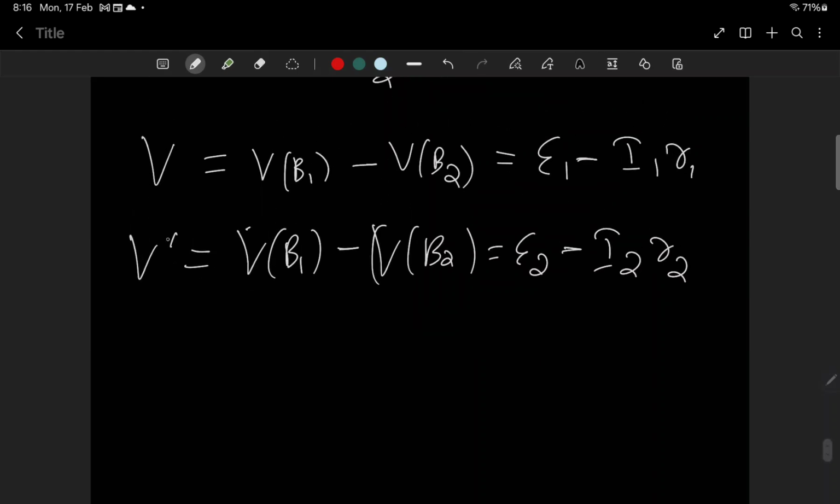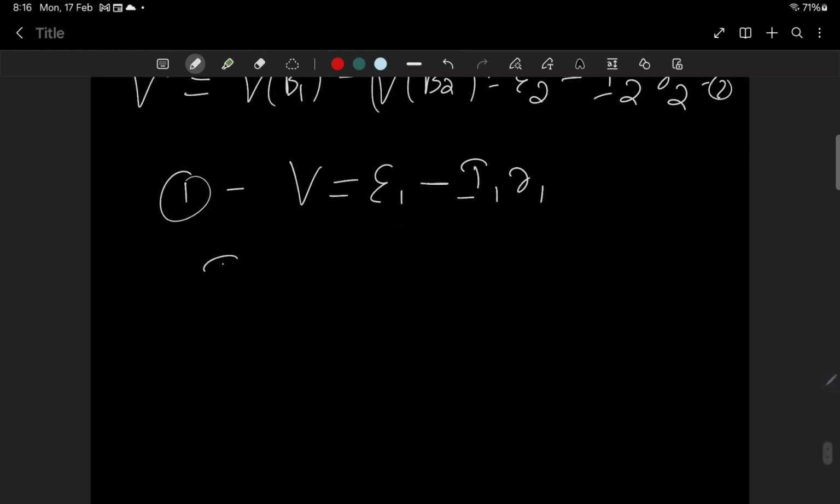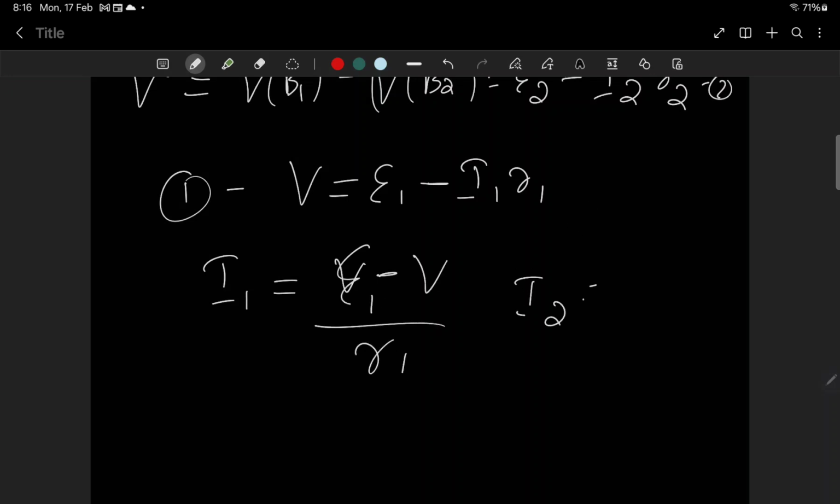From here, we will call these equations 1 and 2. Taking 1: V is equal to E1 minus I1 R1. Now from here I1 is equal to E1 minus V by R1. And from 2 we get I2 is equal to E2 minus V by R2.